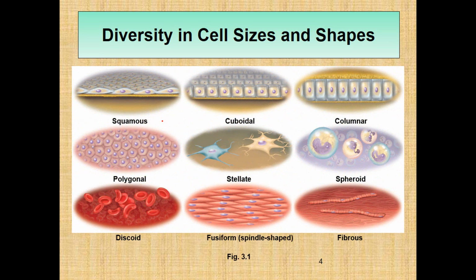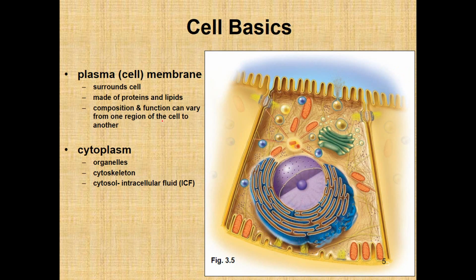Now we're just going to go over some cell basics here. Then we have the cell membrane, and that surrounds the cell. All of this is the cell membrane. And it's made up of proteins and lipids, and we'll get into the exact makeup of the plasma membrane in a little bit, maybe part 2 or 3. Composition and function can vary from one region of the cell to another, and from one cell to another, meaning what type of lipids, how many proteins, all of these things can vary.